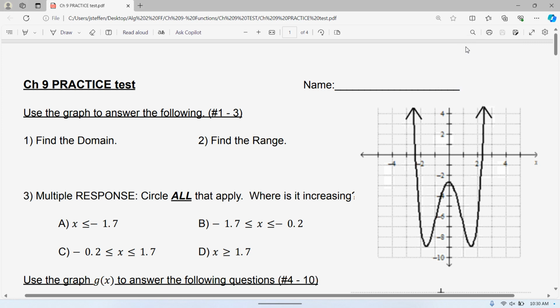All right, this is the 9 practice test. So first thing, we have this graph over here for the domain and range. Remember, the domain is your x values, the range is your y values. We talked about this one in class. I know it looks like it's going to go straight up and down, but it never goes straight up and down. It always slightly goes to the left still.